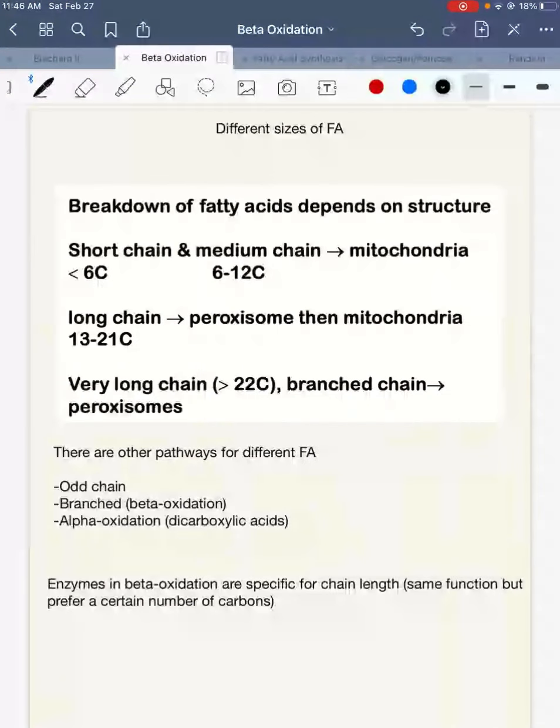Okay, based on the different fatty acid that we have, we break it down differently depending on how long it is. Okay, so if it's less than 6 carbons or 6 to 12 carbons, it's usually broken down in the mitochondrial matrix. If it's longer than that, we'll run it through the peroxisomes first, which are different organelles in the cell, and then we'll go into the mitochondria. And then if we have a very long fatty acid, greater than 22 carbons, or it's branched, we'll send it to the peroxisomes as well.